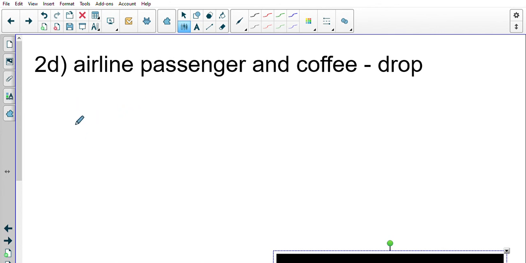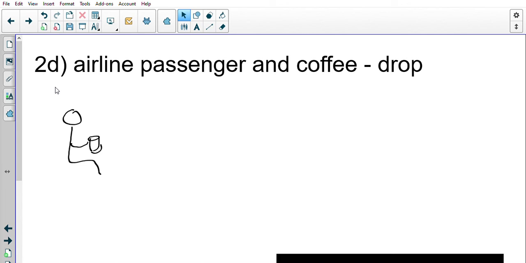All right. Airline passenger and a cup of coffee. So here is our airline passenger, and here they are with their cup of coffee. Let's take these things as all one person. Let's choose a highlighter, and we're going to put our coffee. It's yellow coffee. Okay. All right. So come back to our pen here. So we have the plane flying.